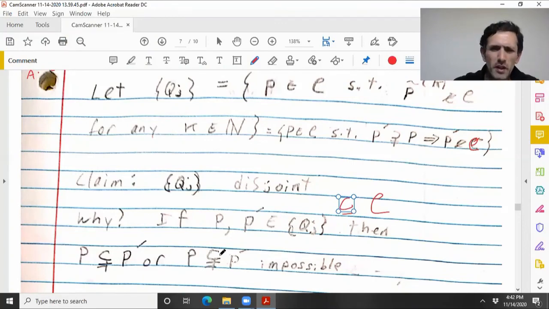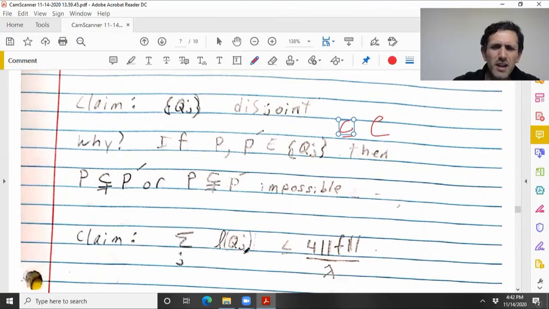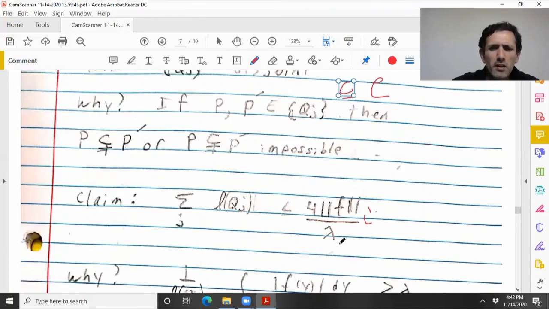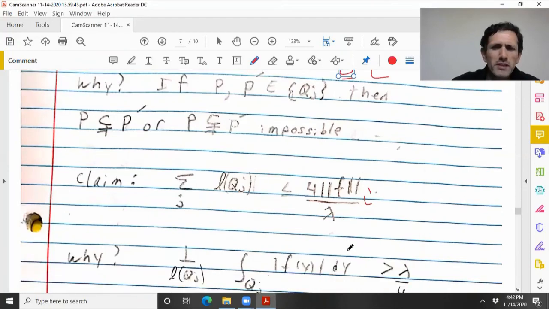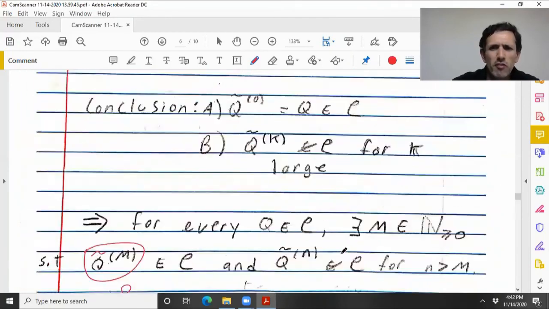Second, I claim that if I add up all these lengths, I get at most 4 times the L1 norm of f over lambda. This is really neat. Okay, why? Well, remember what it even means to be in script C.